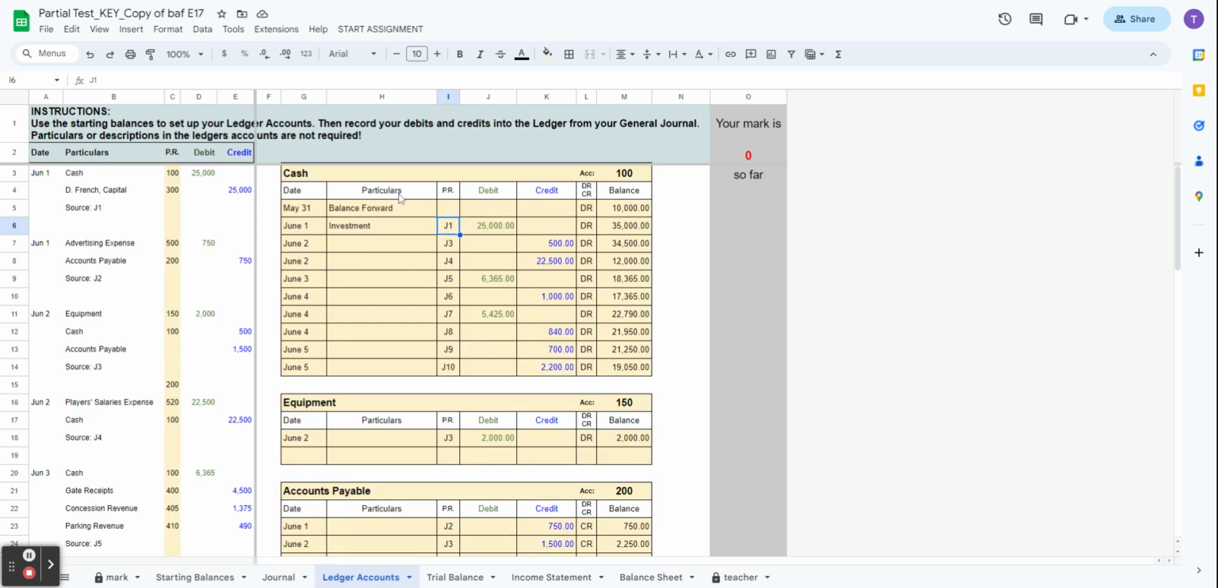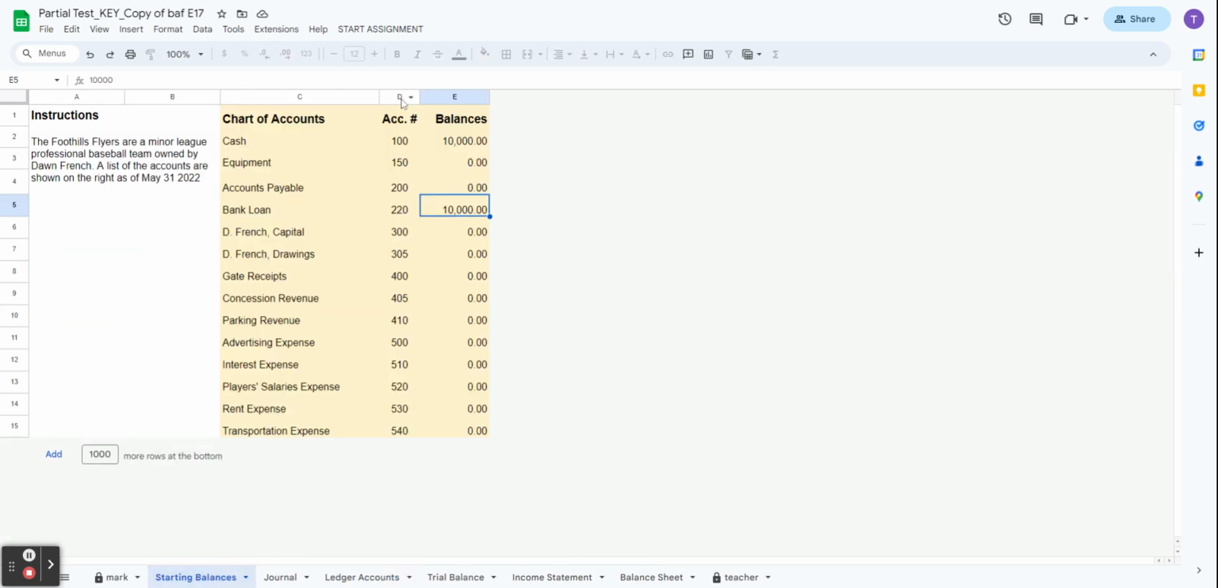Once you finish the posting on your ledger account, you would actually go over to this side of the column, which a lot of you forgot to do when I was marking. You would also type the account number for the cash. For cash, it's always 100. If you forget, a handy way to find out the account number is to go back to the starting balances and look at this column right here.